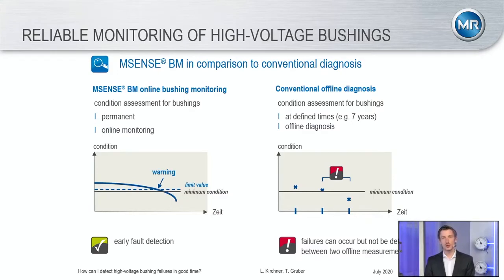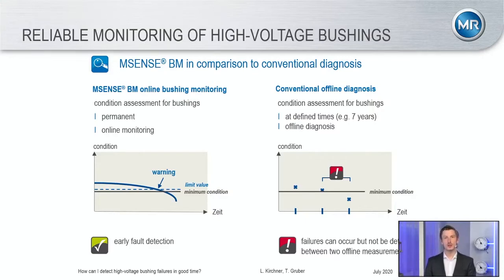Online monitoring is a permanent way to assess the condition of the bushings. That means you will get a warning before the minimum condition of this bushing is reached, and it's an early fault detection. The conventional way of assessing the condition of a bushing is by offline diagnosis. That means you need to shut down the transformer and perform electrical measurements, such as the capacitance measurement or the tangent delta measurement. And you do this at defined times, for example, every 7 years, every 10 years.